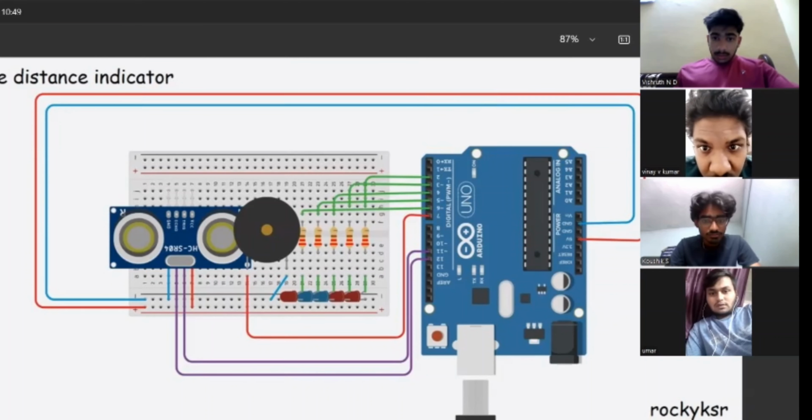For a far distance, only the first LED is on. If the distance is medium, more LEDs are on, and if the distance is very close, all LEDs will be on and the buzzer will also turn on. And the green wires from the LEDs go to Arduino digital pins.